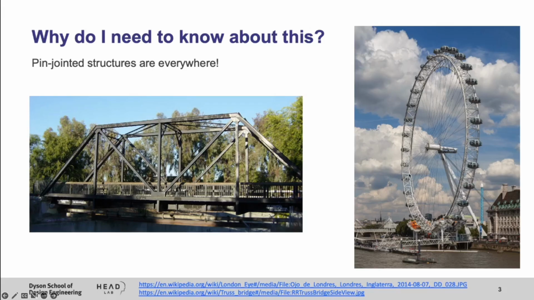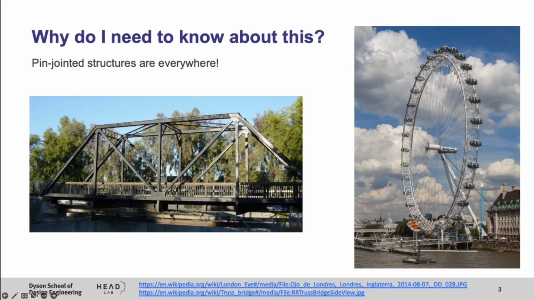Another example is the London Eye, which is made of different members that are connected by pins, so we can simplify their joints as pins, and therefore we can simplify the modeling, and this simplification is absolutely fine and accurate. Well, we can see other examples here.